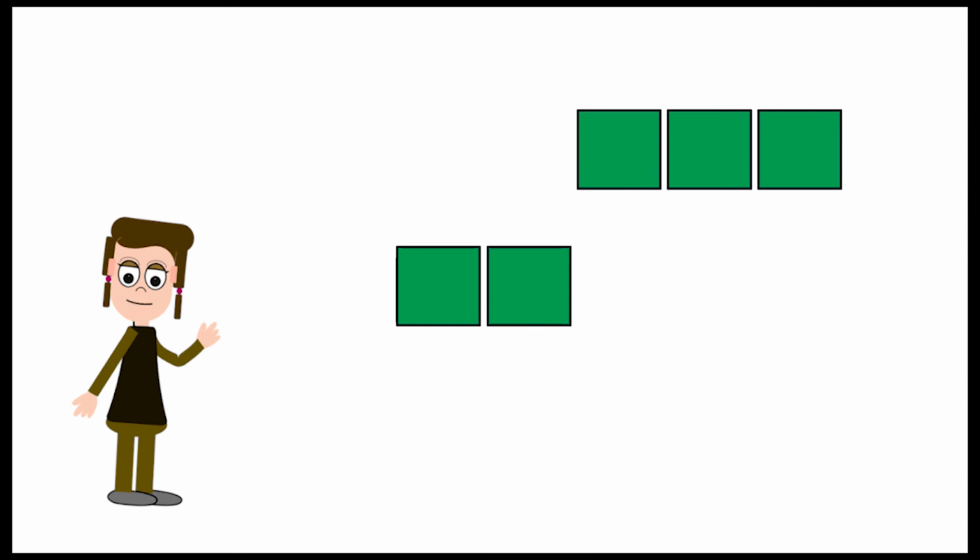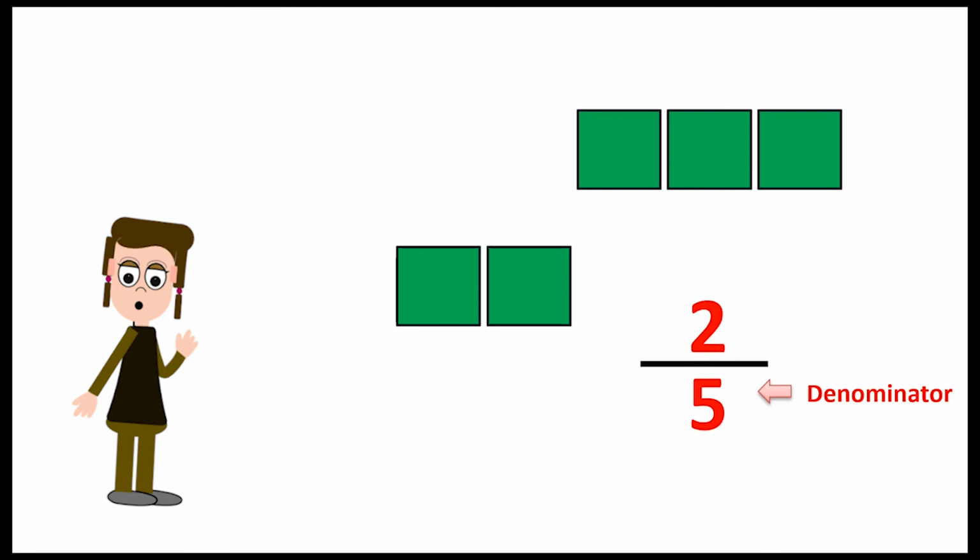We can see that the rectangle was divided into 5 parts. Thus, the denominator of the fraction, the bottom number, is 5. And Emma took 2 parts. So the numerator, the top number, is 2. Yeah, you did it! Emma took 2/5 of the rectangle. She took 2 parts out of 5 parts of the rectangle.